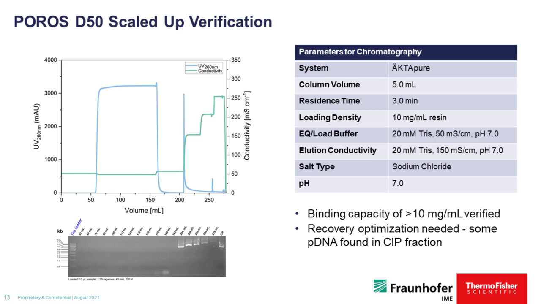We believe that the slightly lower binding capacity of 10 versus 15 could be due to this loss of pDNA in the CIP fraction, as shown in the gel and the small peak observed at about 250 mL. So we took this and said, what can we do next to optimize the recovery of this process and maximize the binding capacity of the D50 resin?